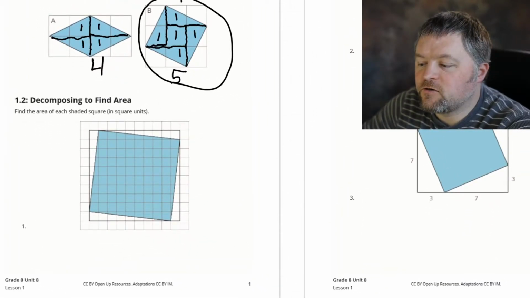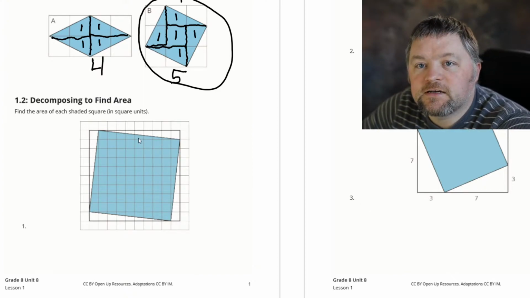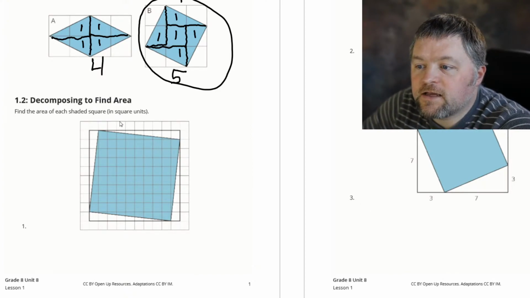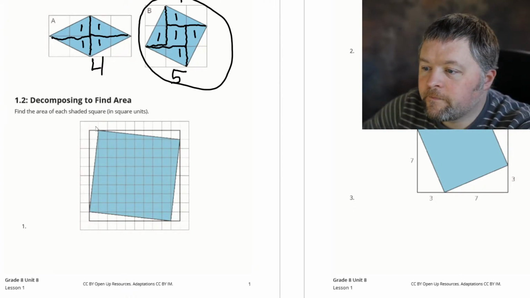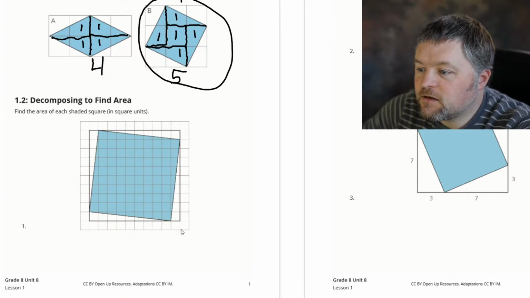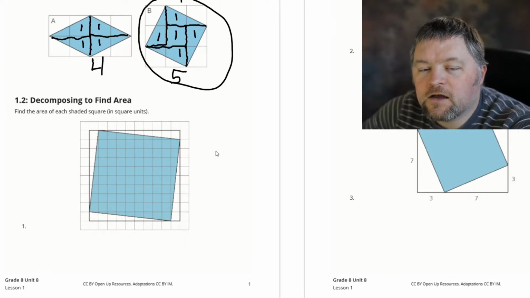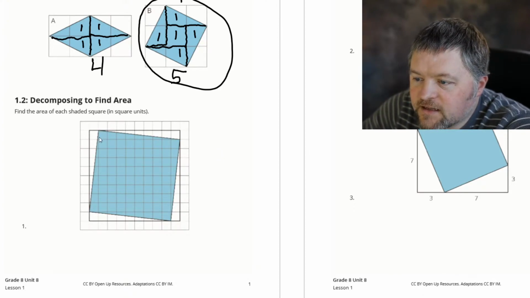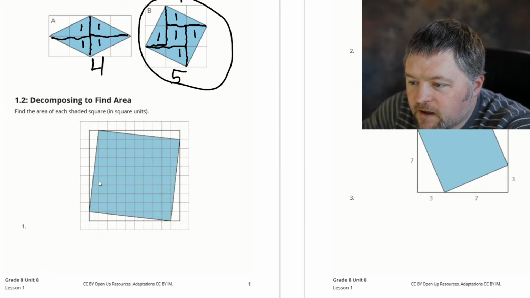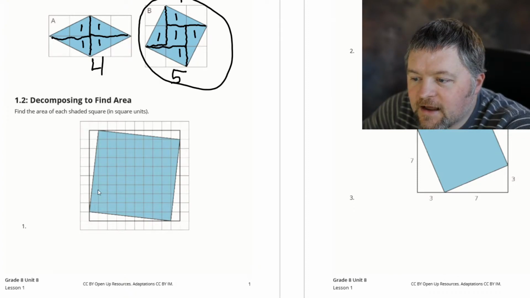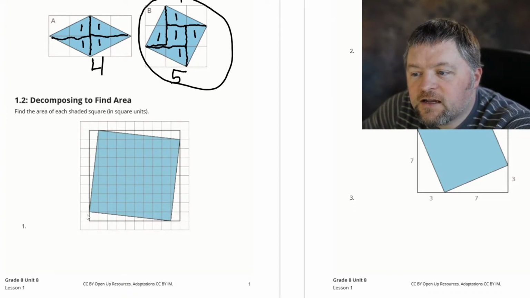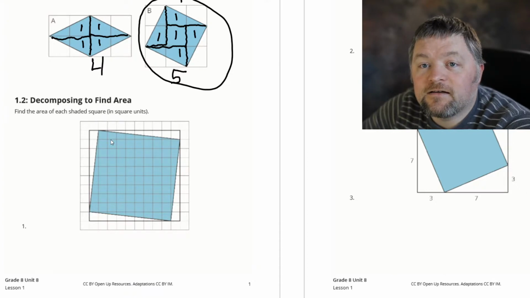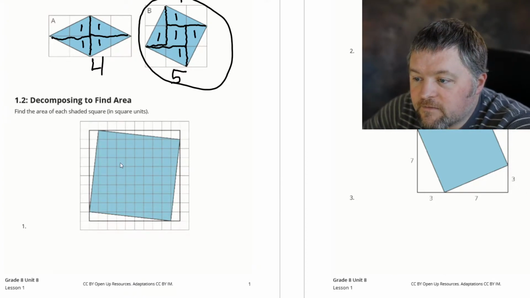Our next question over here says, decomposing to find area. Find the area of each shaded square. Our first square here is not easy to directly find the area. We can't tell this length. It looks like it's about 1, 2, 3, 4, 5, 6, 7, 8, 9. This looks like it's about 9 units, but it's slanted, so it is not a 9-unit length.